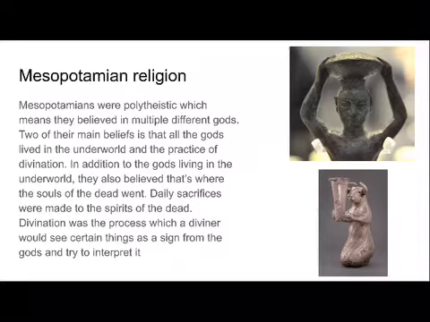Divination was the process in which a diviner would see certain things as a sign from the gods and try to interpret it. I mean, let's be honest, it would be really tough to be a Mesopotamian. Because I'm sure if you didn't want to follow the religion, then that would be no bueno for you. But also, there would be so many gods to keep track of, and you'd have to make sure you're doing everything right and respecting them in the correct way. I don't know how it all works.